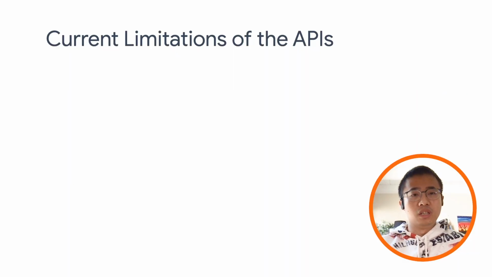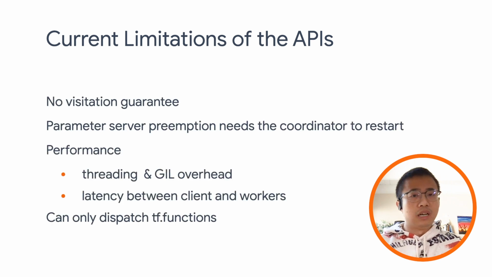There are limitations with the current implementation of the API. There's no visitation guarantee for training dataset, as I mentioned. And another issue is that parameter server preemption will lead to an unavailable error on the coordinator. And the coordinator will catch this error and exit with a special error code to signal borg to restart the coordinator without counting toward task failure. After restart, the coordinator will connect to those workers and the parameter servers again, create resources, and continue dispatching functions.